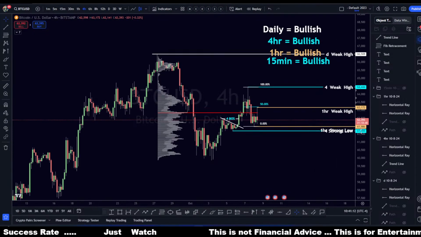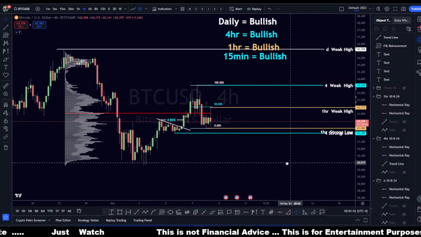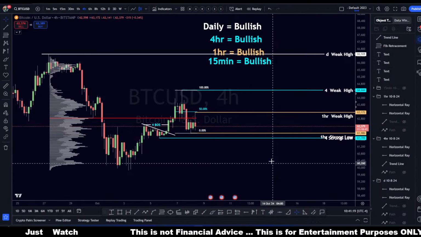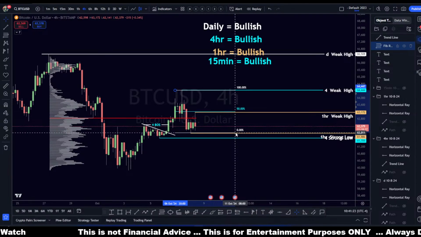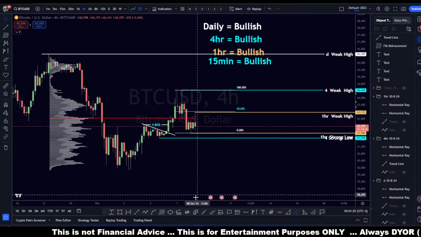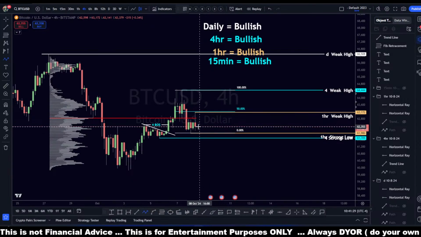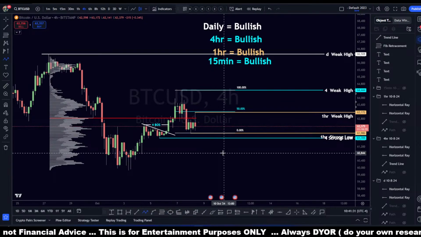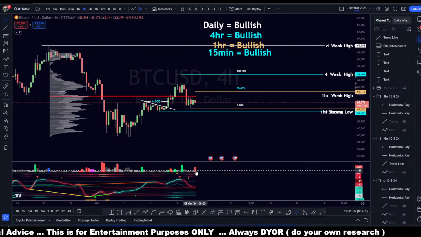But my thought process in a nutshell for Bitcoin, in my opinion, and I could be completely wrong, and I have been in the past, is I think price action will do this. Let's bring up some volume. So coming down, then start coming up.